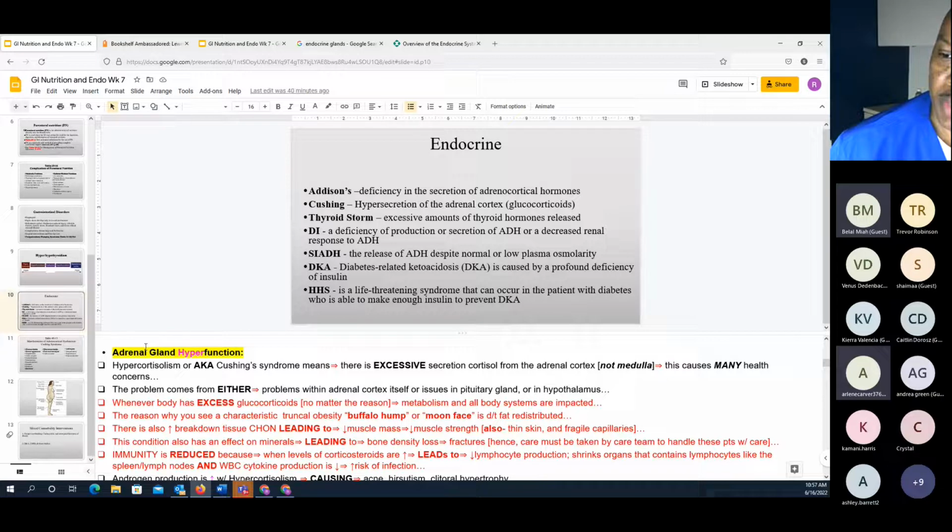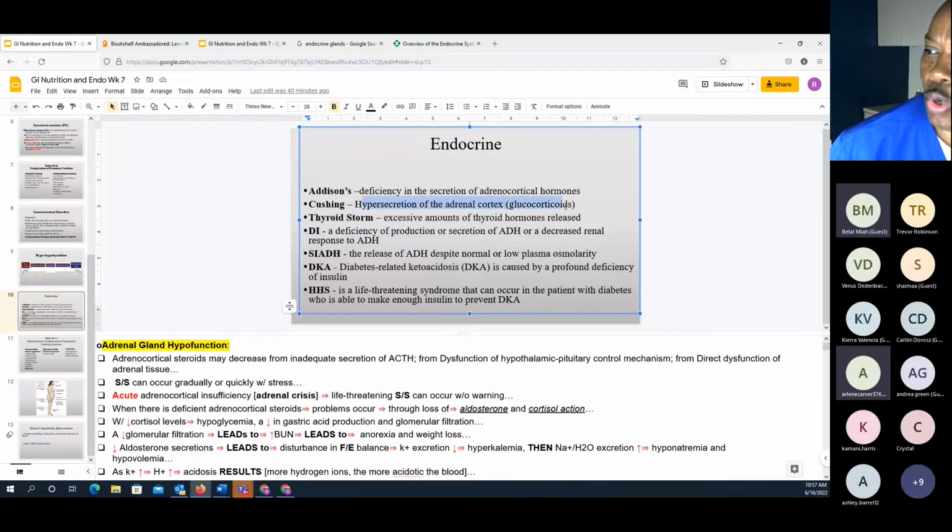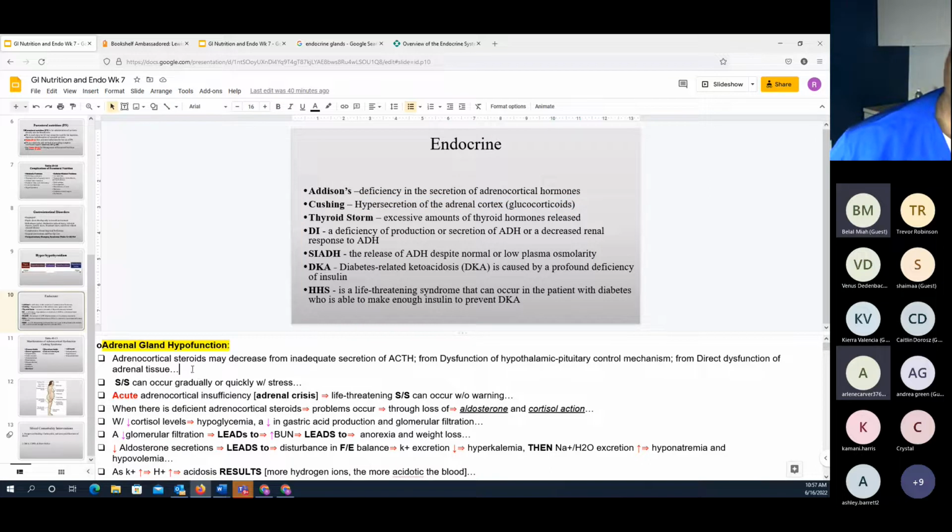And of course, if you take a look at Cushing's disease, this is adrenal gland hyperfunction. This one here is hypersecretion of the adrenal cortex or glucocorticoids. All right. Now, I tell you what this is likened to. When you look at this, think about steroids. Because when you give patients steroids, especially if they have a bit more than what they need, it produces similar symptoms. All right. And again, the same applies as far as how this can happen.